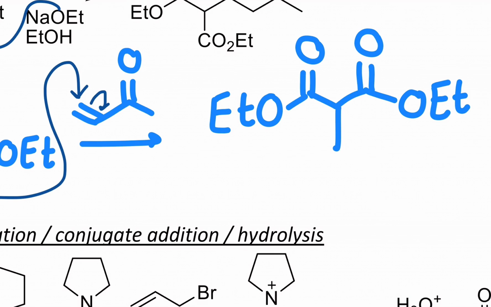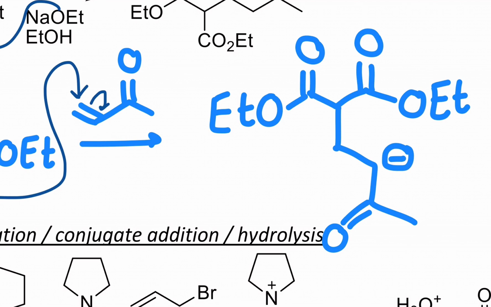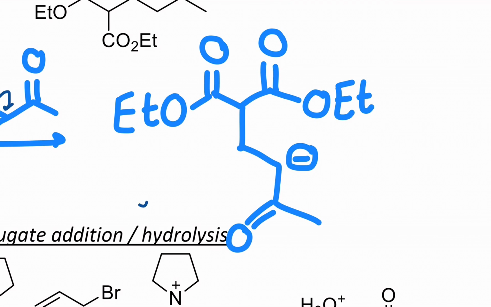What else do I have? I still have this ketone, one away from the end. And I now have a new negative charge on that carbon right next to it. So I have a negative charge right there. In fact, heads up, that's an enolate. That's a negative charge right next to a ketone. So we just made a new enolate.